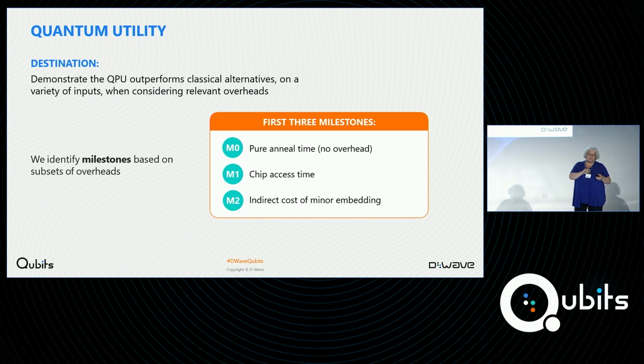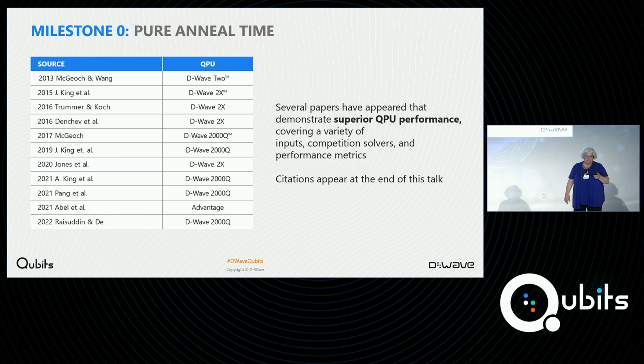Milestone 1 is when it's not just about the anneal time, it's including the overhead of chip access time, which is the programming step to set up the chip for the computation. And then every time you get a solution from an anneal, you have to read it off the chip, and that adds extra time. And then third is what I'm calling an indirect cost of minor embedding. I'll explain what that means. But minor embedding is when you map the problem to the hardware configuration.